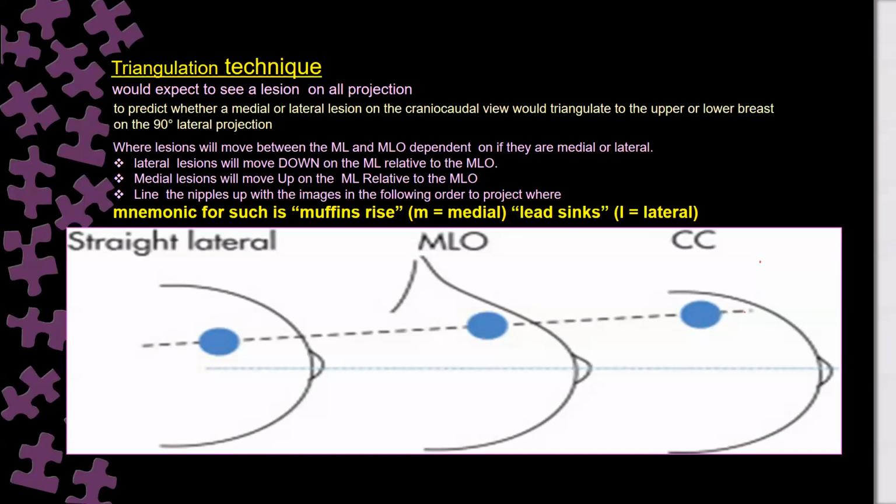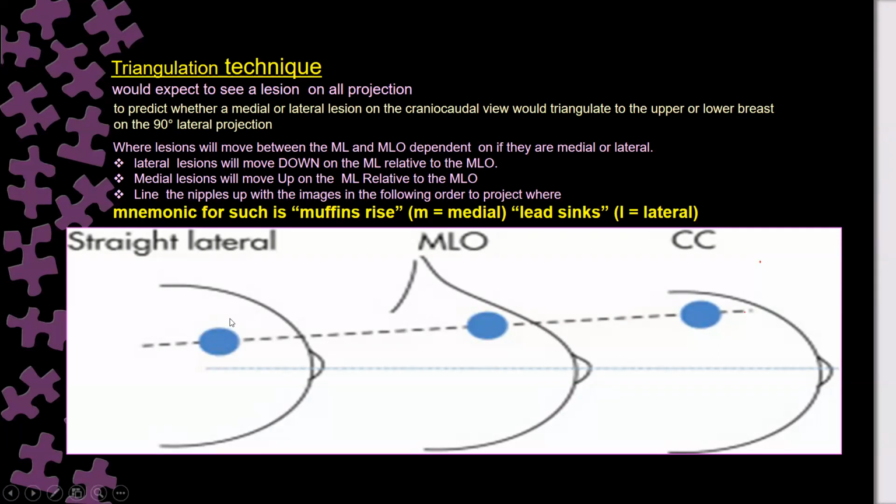But what we can say is that usually we do this triangulation technique using the straight lateral if you have seen a lesion on MLO but you could not see it in the CC view. Then we will go for the straight lateral. If you could see it in a straight lateral, that means it is a real lesion. If you have not seen it, it might not be a true lesion. But if you have seen it, it is a true lesion, and then we make the triangulation.